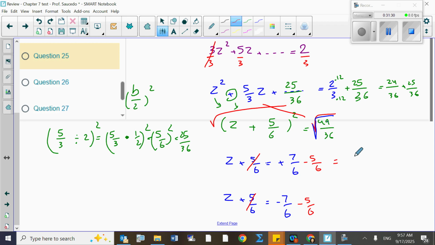So this one will be 2 over 6, which is 1 over 3, and this one will be negative 12 over 6, and the answer is negative 2. So these are the answers.